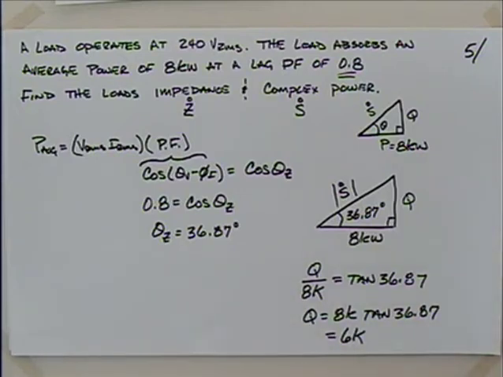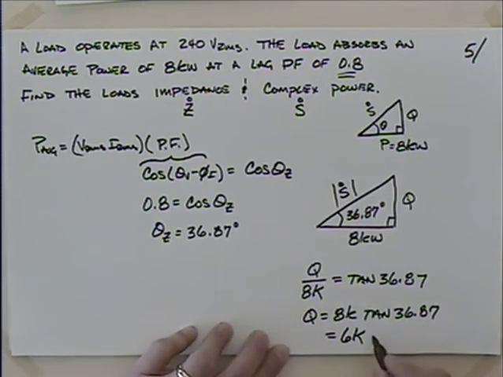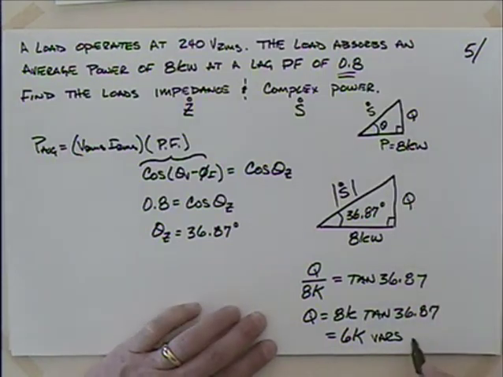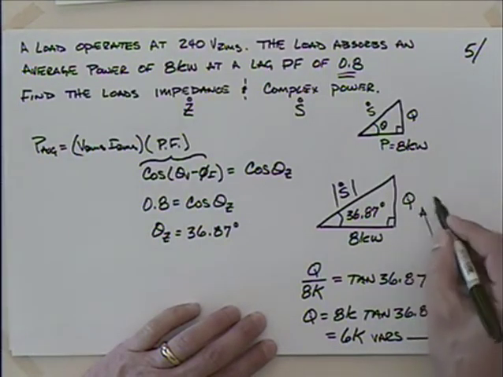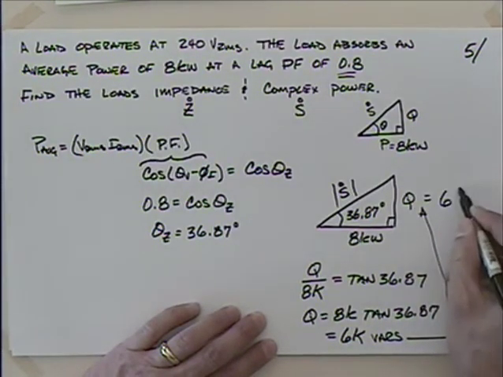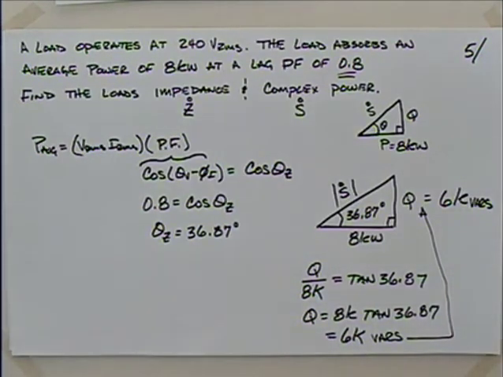6K. Now I was pretty careful. I wrote this as 8K. I didn't write it as kilowatts because this is going to have a different unit. This is going to be what? Vars, isn't it? So 6 kVars. Okay.